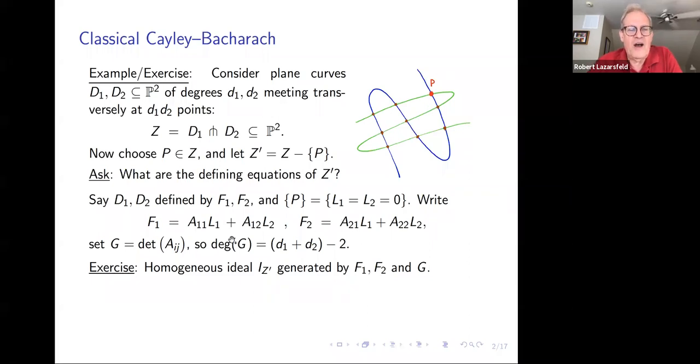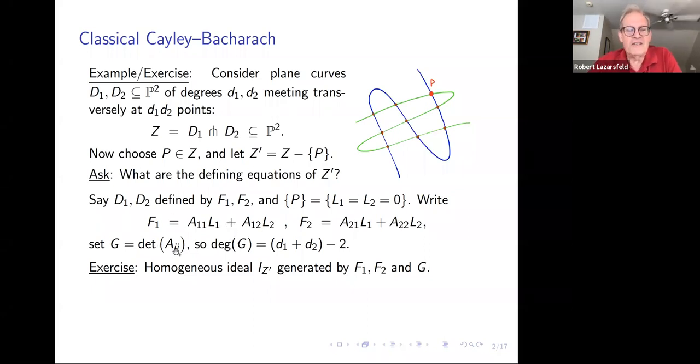Now F1 vanishes at P, so it means that we can write F1 as a linear combination of L1 and L2. So let's do that. We write F1 as A11 L1 plus A12 L2. So A11 and A12 now are homogeneous polynomials of degree d1 minus 1. And similarly, we can write F2, the equation for the other curve, as a linear combination of L1 and L2. So here A21 and A22 are polynomials of degree d2 minus 1.